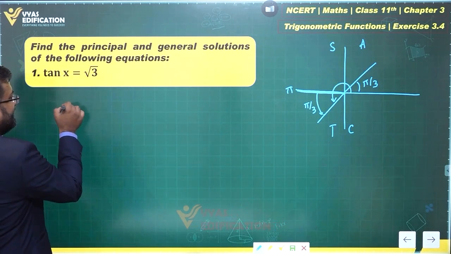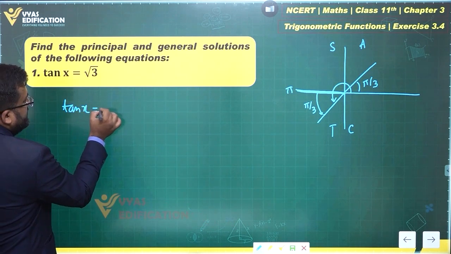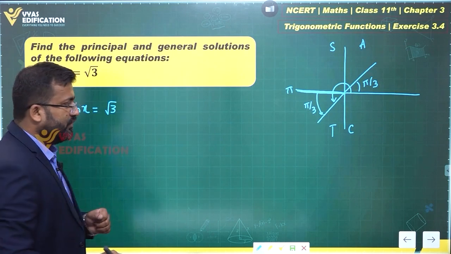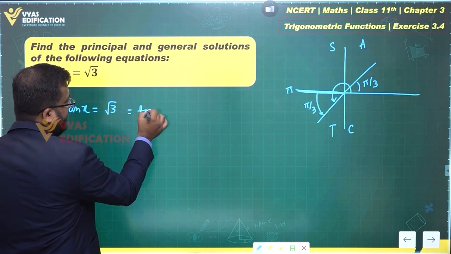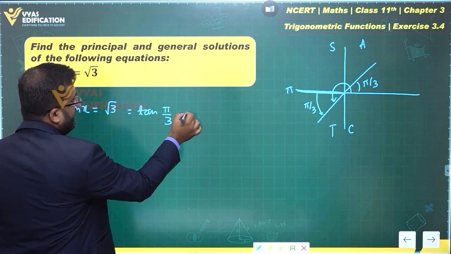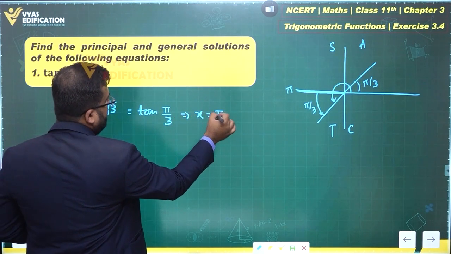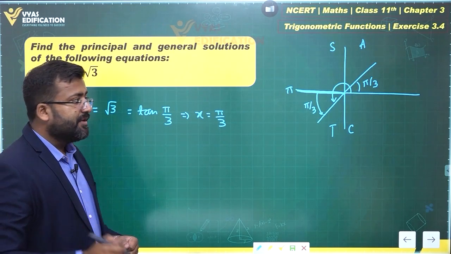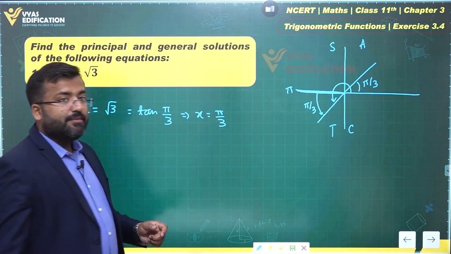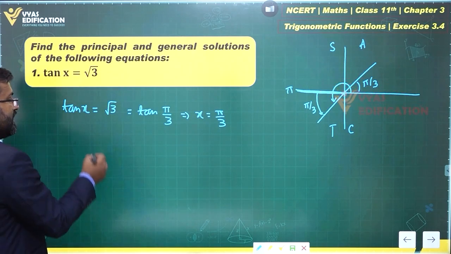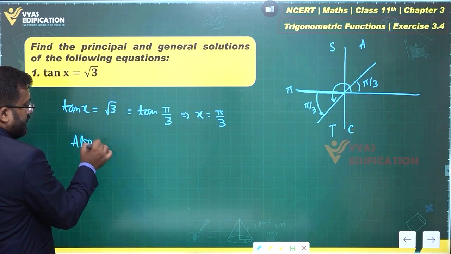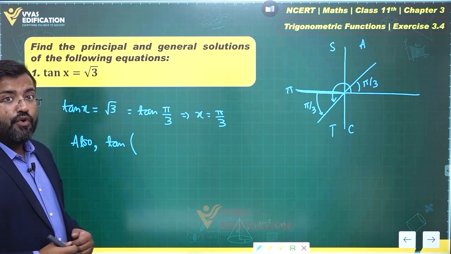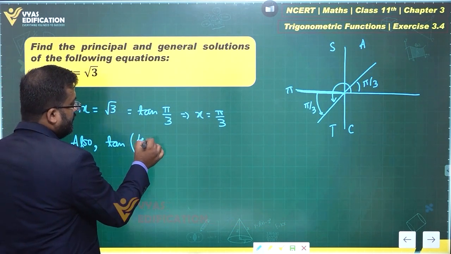What do we have? Tan x equals root 3, and we know that root 3 is actually tan of pi by 3, implies x equals pi by 3. This is one of the principal solutions, mind you. There will be another principal solution here, and what will that principal solution be? Let's take a look at this. Also, tan of 4 pi by 3.